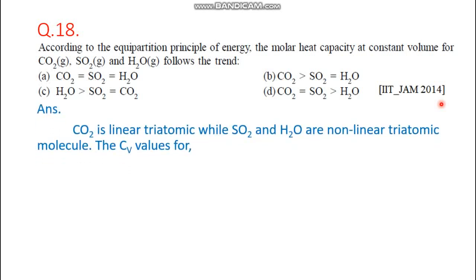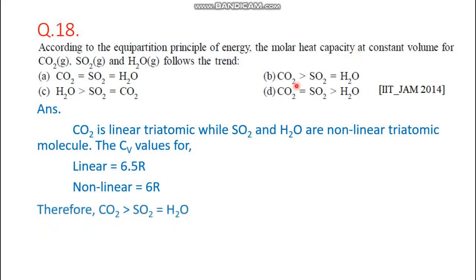Here, carbon dioxide is a linear triatomic molecule, while sulfur dioxide is non-linear but triatomic, and water is also triatomic but non-linear. So for a linear molecule it's 6.5 R, which we have already calculated, and for a non-linear molecule it is 6 R. Therefore, these two have the same value, but carbon dioxide should have a greater value, and it is 6.5 R. Therefore, option B is the correct answer.